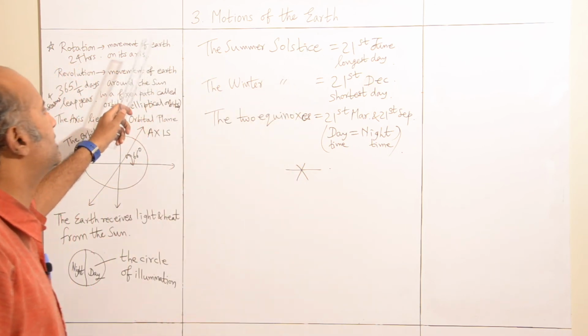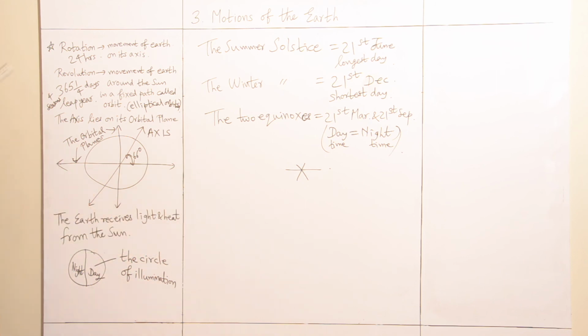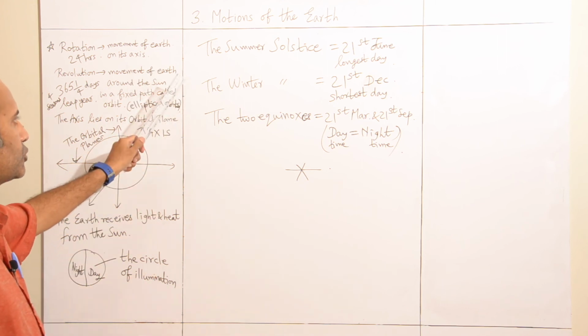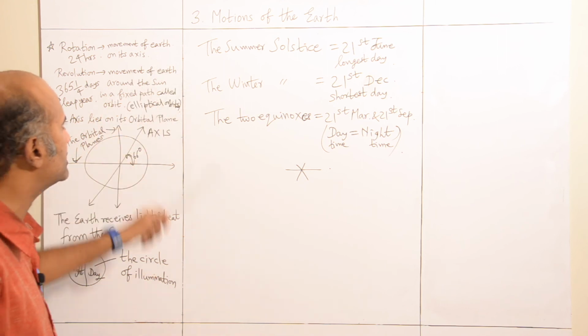So we have discussed these important dates, and we have discussed rotation, revolution, the Earth's tilted axis, the circle of illumination, the summer solstice, the winter solstice, and the two equinoxes in this chapter.